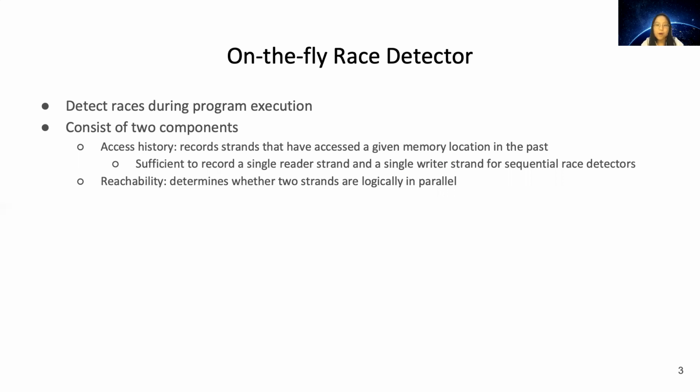For example, when reading a memory location, we use the access history to find a previous strand that writes to this memory location. With a previous writer found, we then use the reachability component to check whether it is in parallel with the current reader. Something similar happens when we check for races between two readers or two writers. In the interest of time, I will omit the details here.